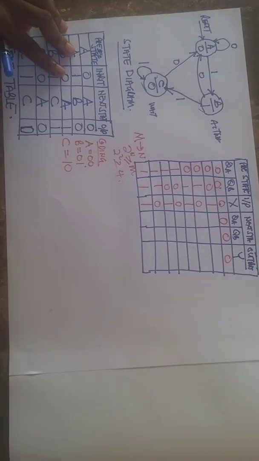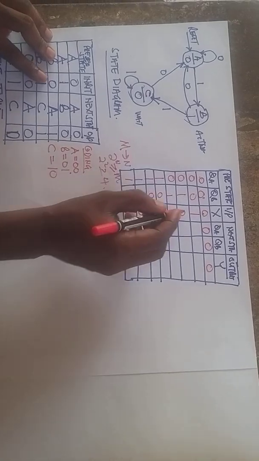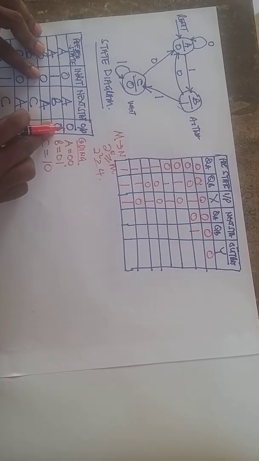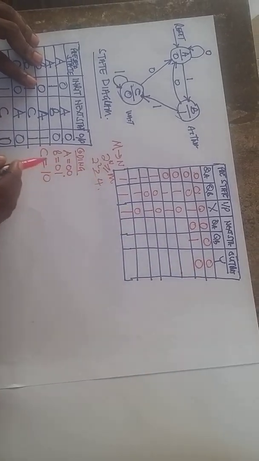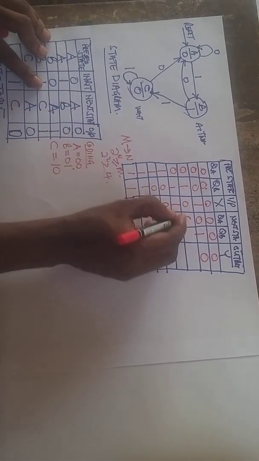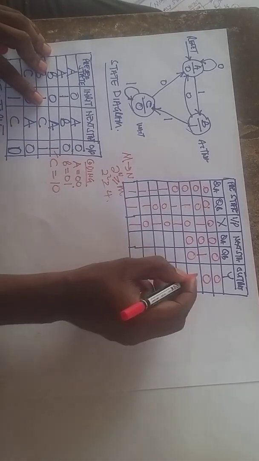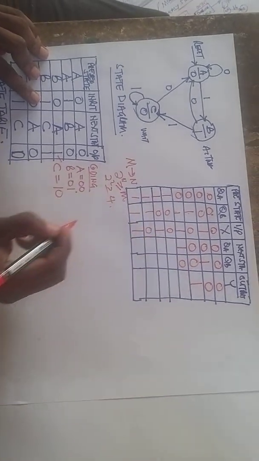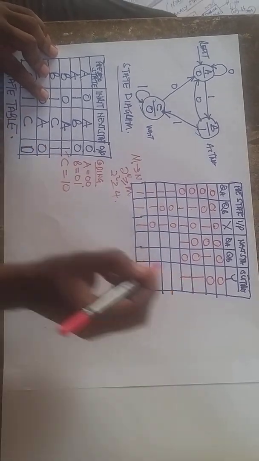Okay, A, 0, 0. B is 0, 1, and the output is 0. Here is B, which is 0, 1. When the input is 0, it goes to A, which is 0, 0, and the output is 1. At B, 0, 1, when the input is 1, it goes to C. C is 1, 0, and the output is 1.